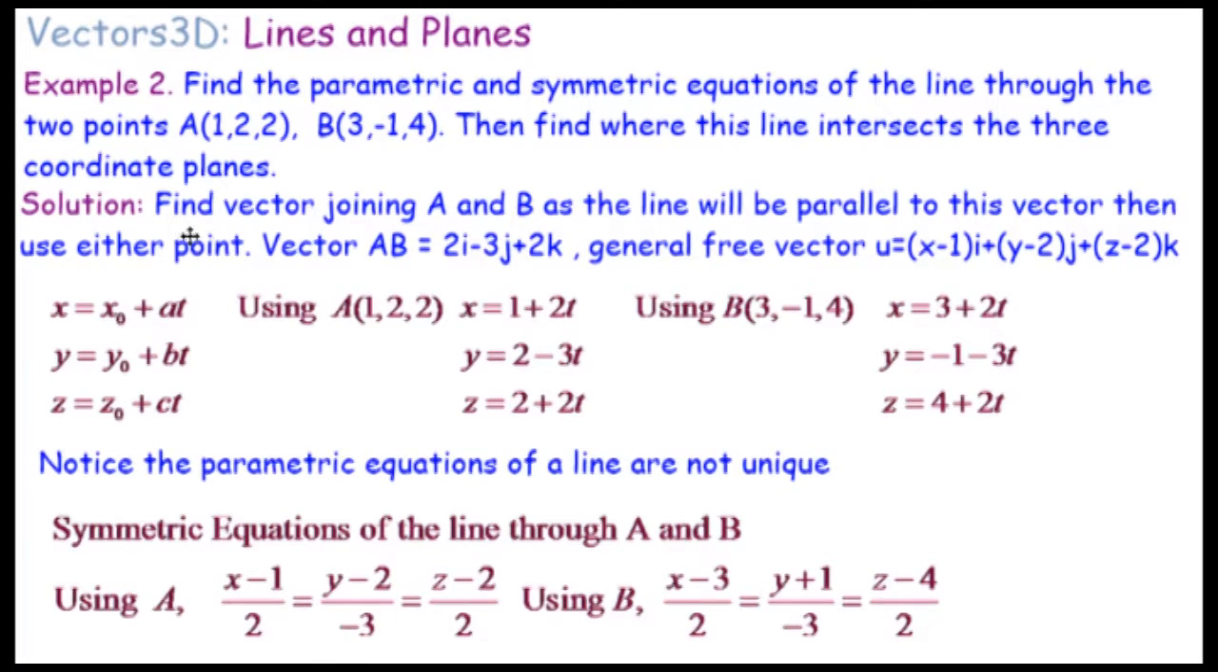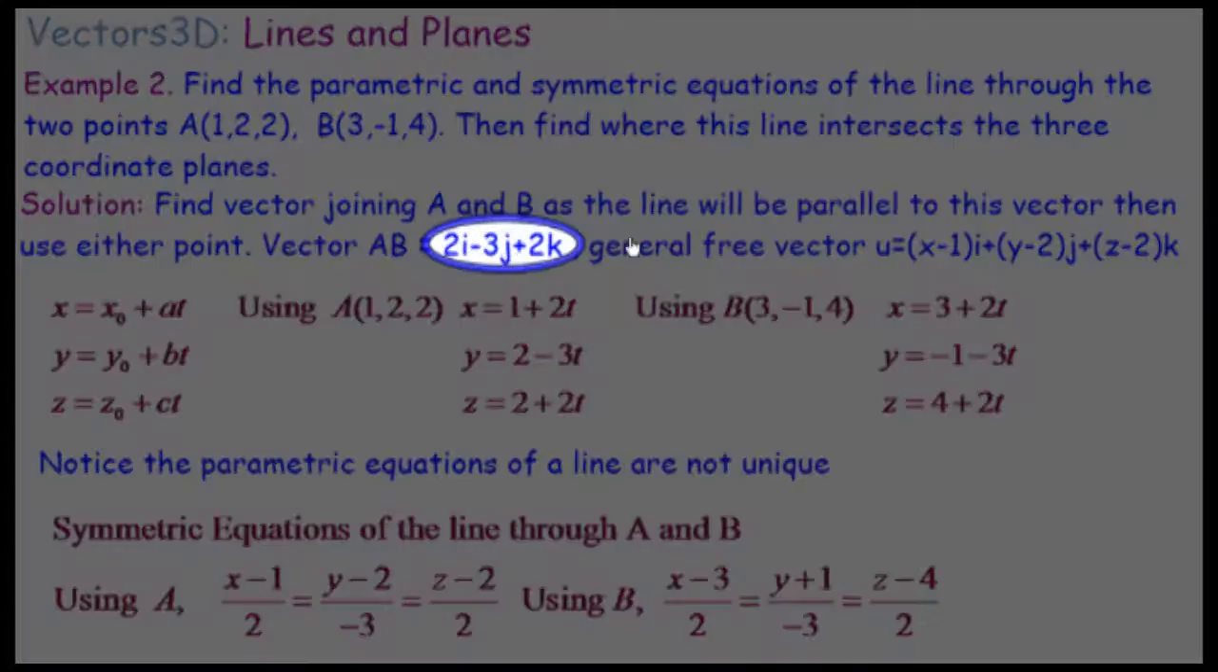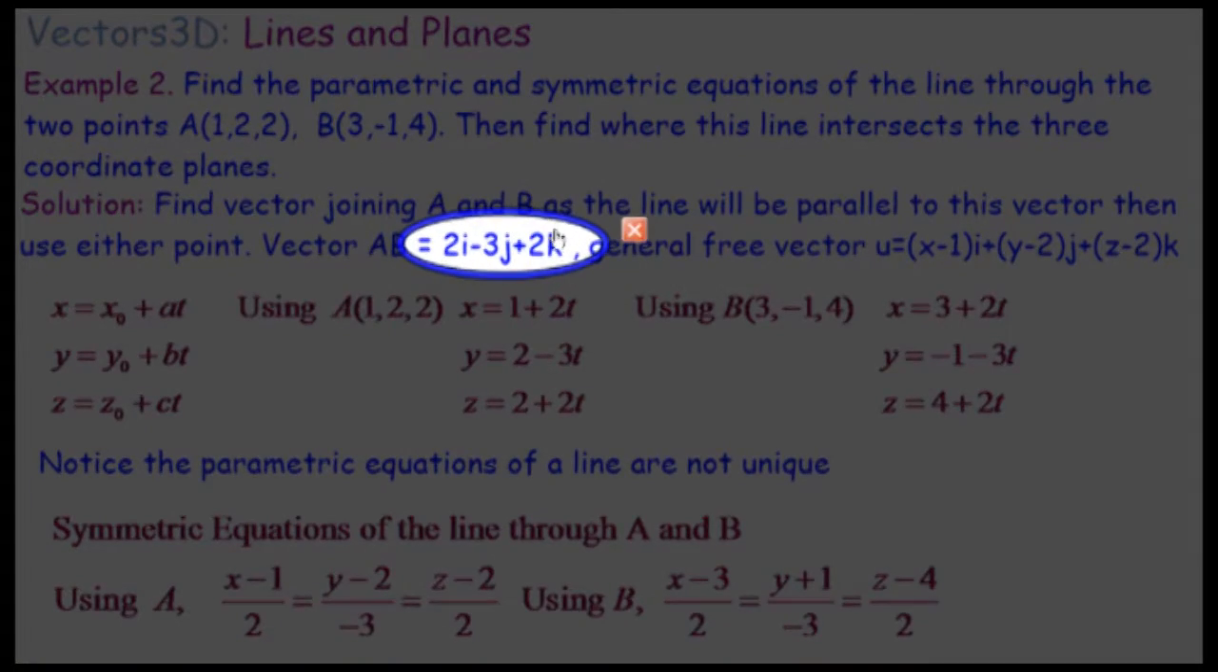Now, the first thing is, you can see here, we basically get a vector going from A to B, and we know that the line must be parallel to that vector. So basically generate this vector AB going from A to B. You can see here, it's just this one here. That's just a very simple little one, 2i minus 3j plus 2k. Okay, so we've now got the vector AB.